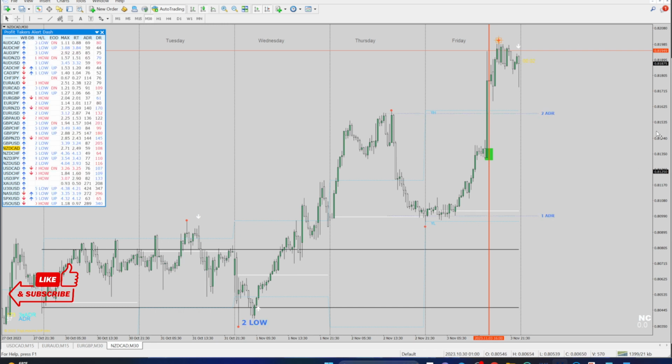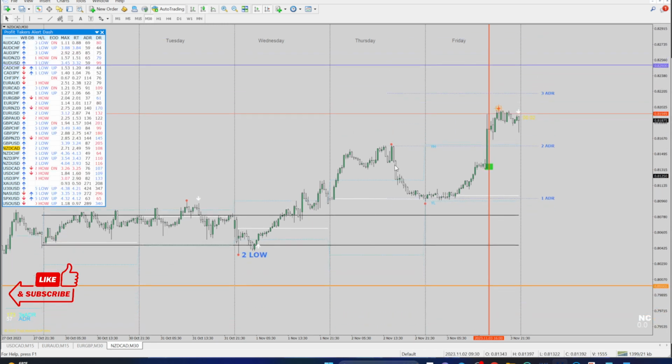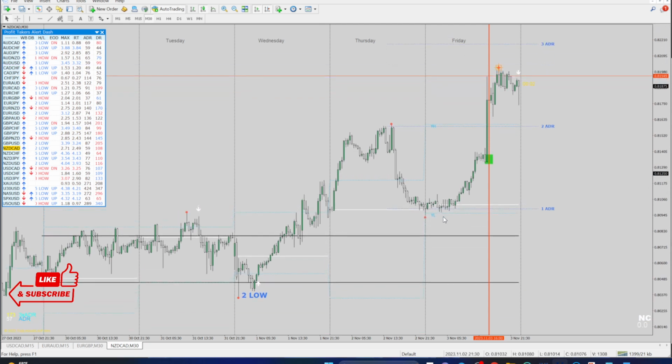NZD CAD. Now here's one. I believe, nonetheless, same thing. We have a very minuscule W pattern that printed down here. And if you were able to get into this trade early in the session, if that was your trading time, you're already in, because it's already above yesterday's low and the open price.